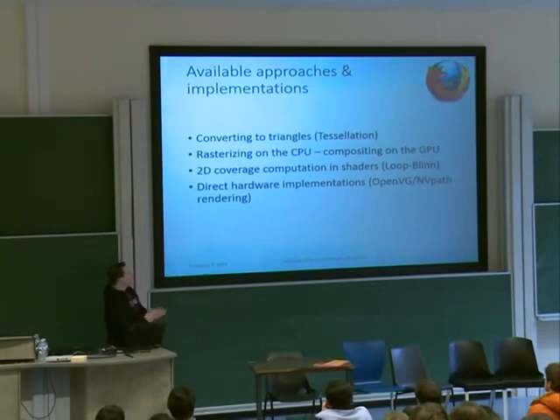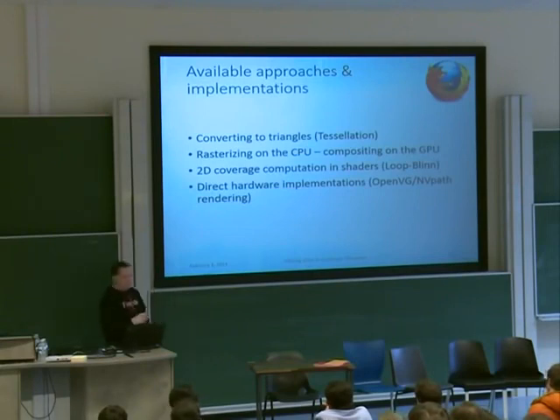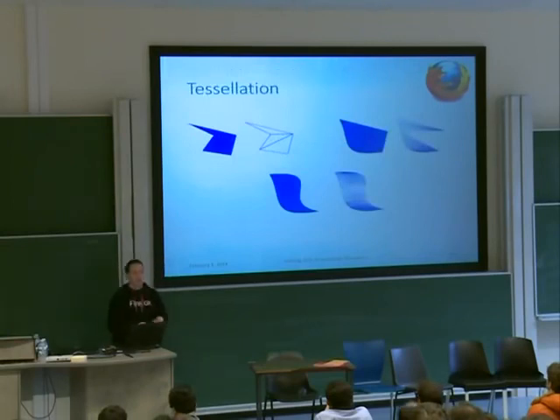Now, there's also rasterizing on the CPU, and then just doing your composition on the GPU, basically making use of that great 4-component vector math to do your sampling and your blending. Then there's 2D coverage computation in shaders, which is basically using your shader cores to do geometrical calculations. I'll talk about that. And then there's direct hardware implementations, which is basically something like OpenVG or NVIDIA's path rendering extension in OpenGL, which basically allow you to give your 2D geometries to something that is magically implemented by the hardware.